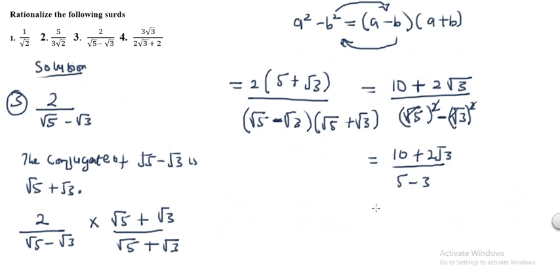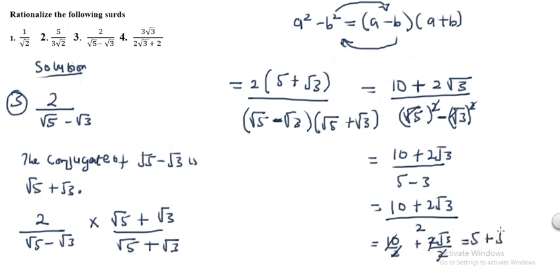So back to what we're saying, this is 10 plus 2 root 3 divided by 5 minus 3, which is 2. From here, we can simply use the denominator to divide each term. So this is equal to 10 divided by 2 plus 2 root 3 divided by 2. This breaks down to 5 plus root 3. So this is the final answer to our problem.